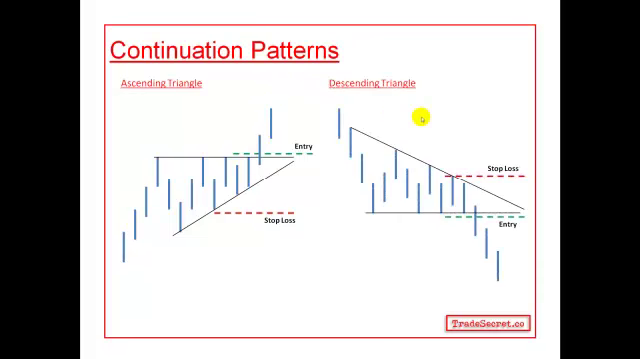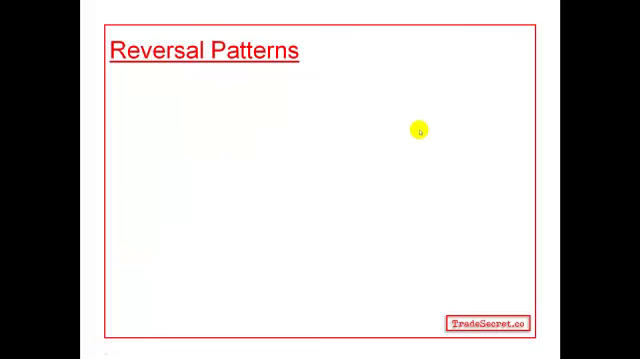And the brother to this, or sister, is the descending triangle. So we're coming down in a downtrend, we form a support level, ever lower highs, squeeze, and it fires short. Entry on the break at the support level, stop loss back behind the triangle side or a suitable swing high.